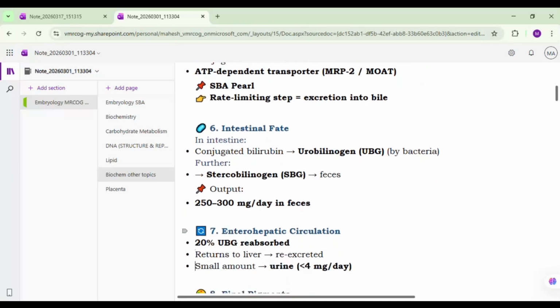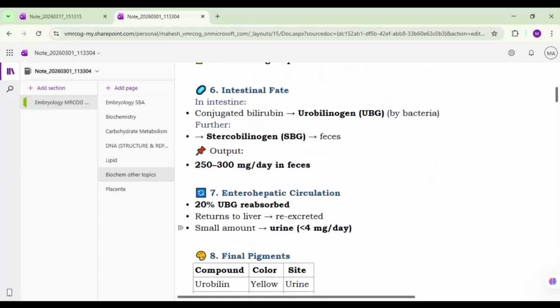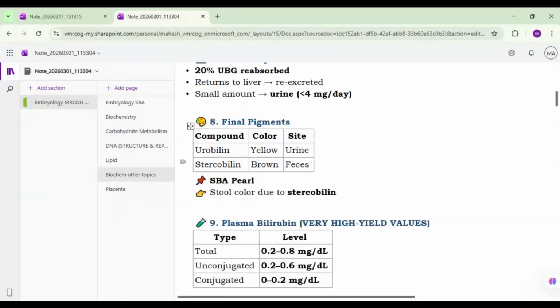Okay, so not only that, there is an enterohepatic circulation. This conjugated bilirubin will get converted into urobilinogen. Of this urobilinogen, 80% will form stercobilinogen, which will be excreted, while 20% of the urobilinogen will be reabsorbed and return to the liver and be re-excreted. Okay, a very small amount is excreted through the urine, less than 4 milligram per day.